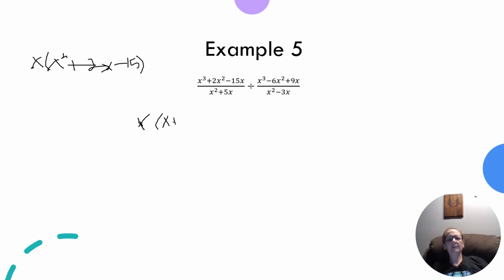So the 5 is positive. Oops, that's a 5. And x plus 3. Let me see if I can correct this 5 a little bit. There we go. That's a better 5. All right, now we can do the denominator. The common thing in the denominator is x. So I have x times x plus 5.